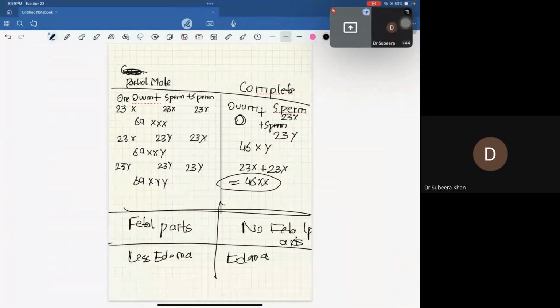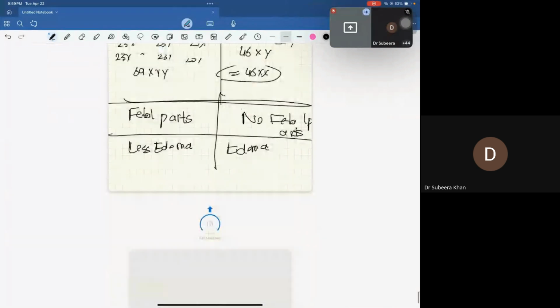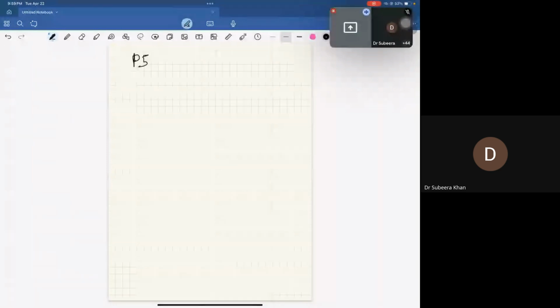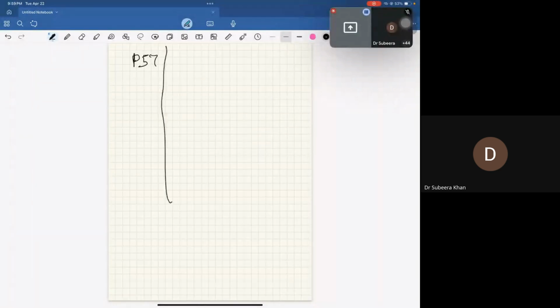Okay. Now let's move on to P57 protein, which is a marker. So P57 is a protein which is present in the ovum. So in case of a partial mole, P57 is present, whereas in the case of a complete mole, no P57 protein is present because it comes from the ovum and no ovum is present here. Okay.